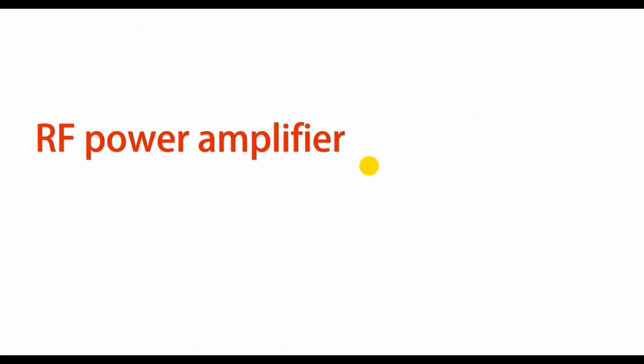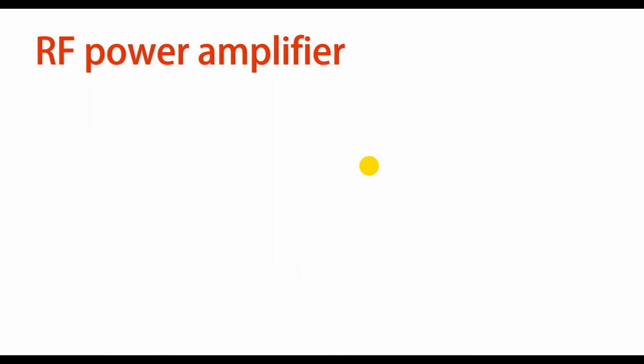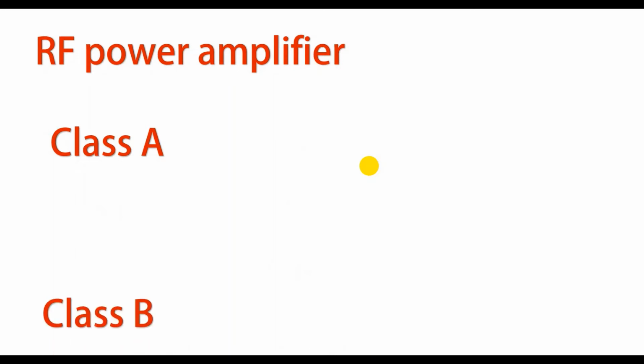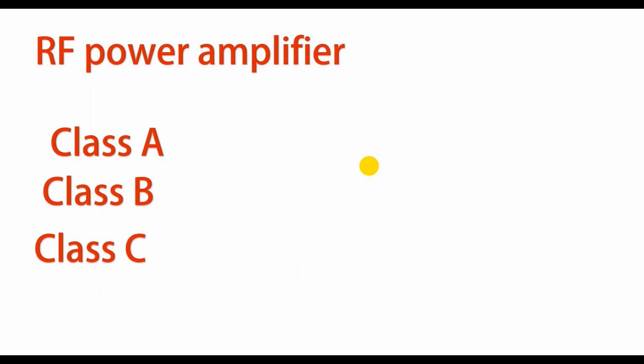Now we will know what is RF power amplifier. RF power amplifier amplifies the power here. We know that there are three types of power amplifier and they are class A, class B and class C. Class C is much more efficient.